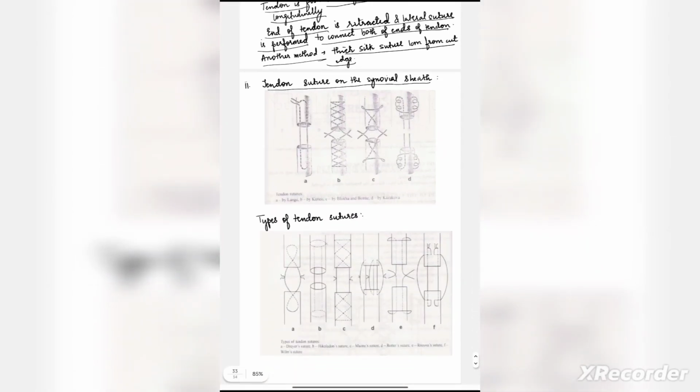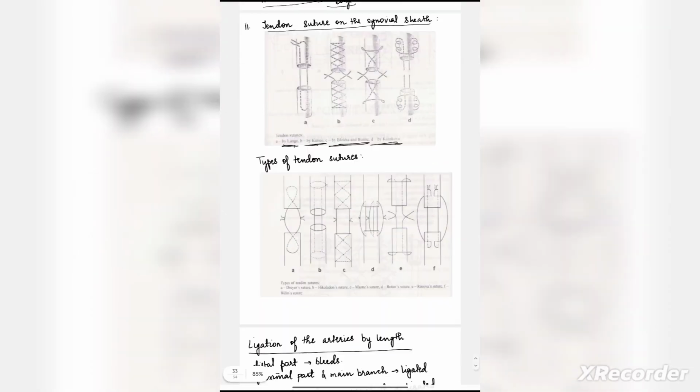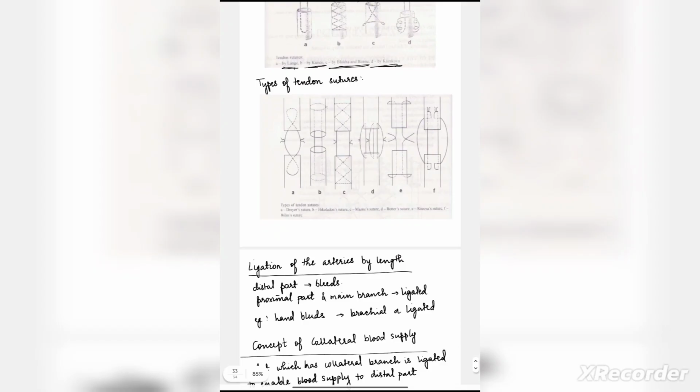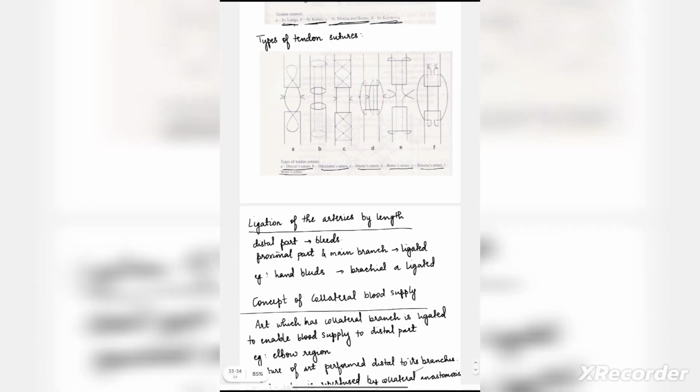Tendon suture on the synovial sheath. The tendon sutures on the synovial sheath are by Lange, by Cuneo, by Bunnell, and by Kazakov. Types of tendon suture are Dreyer suture, Hicolando suture, Masne suture, Rotter suture, Rosavo suture, and Williams suture.